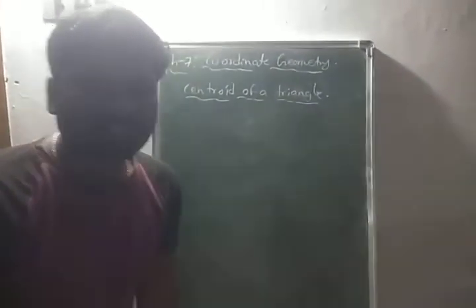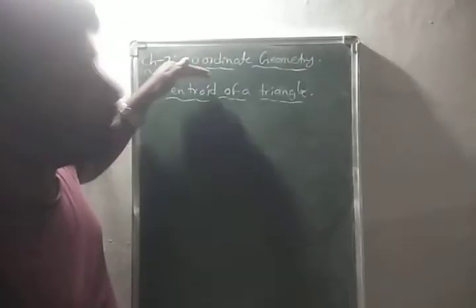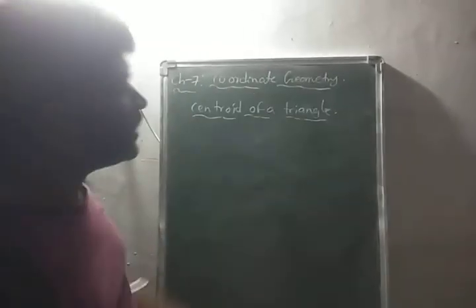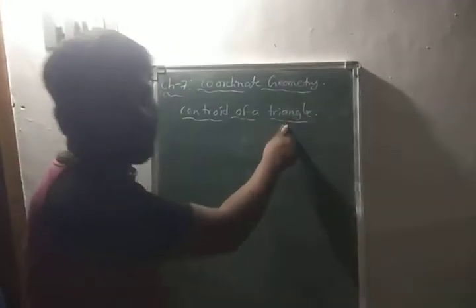Good afternoon, students. Today we are going to discuss chapter 7, coordinate geometry. In that, the topic name is centroid of a triangle.